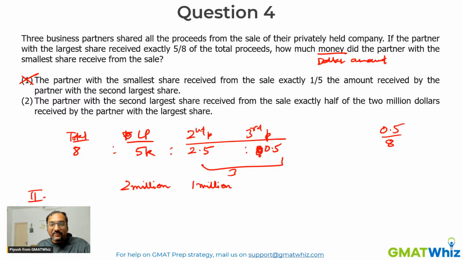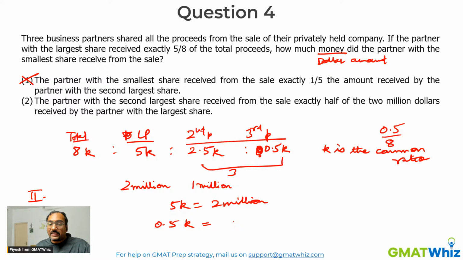So I can convert all this into real numbers by taking K as the common ratio. Right? That's what we do. When we need to convert a ratio to a real number, we just assume a common ratio to be a variable. So I know 5K is 2 million. So can I find the share of the smallest partner, which is 0.5K? Yes, I can. Do you need to find it? You don't need to find it. You don't need to do the math. I'm just showing you that the math can be done.